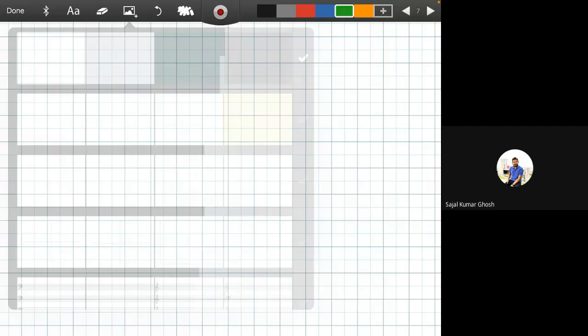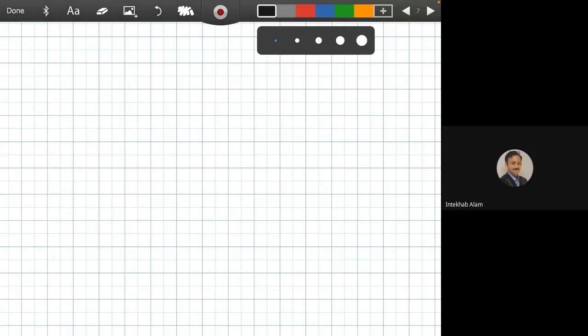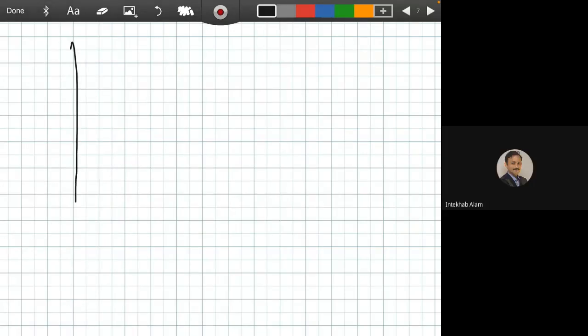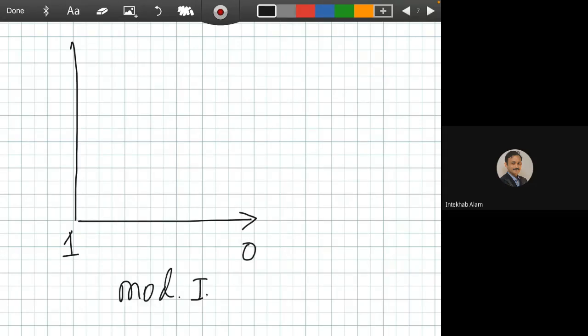Okay, I'll let you know everything. So whenever we draw or find the modulation index, modulation index is here. If 0, it means it has all other harmonics. So the output will be like this one. This is for V1. Okay, it might be like this.